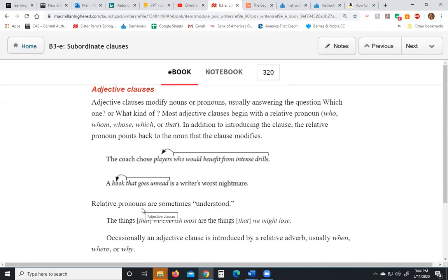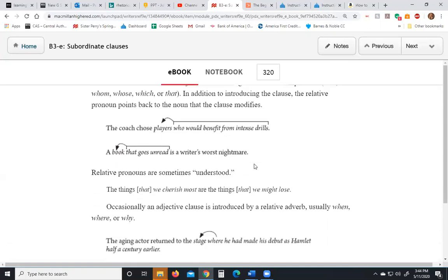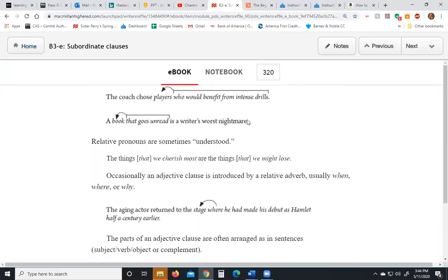So that is our subject. Goes unread is our verb. A book that goes unread is a writer's worst nightmare. Right after that, by the way, the next nightmare that writers have is a book that ends up in the bargain bin. But eventually they all do.